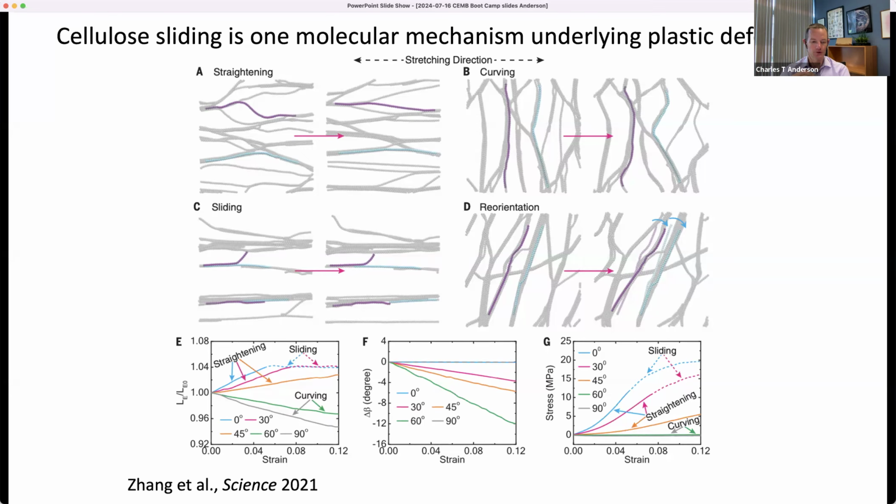So Yao Zhang, who's the former postdoc from the Cosgrove lab, who was the first author on this paper, now has his own group in China and is doing this coarse-grained modeling for all different types of cell walls and trying to understand how they work. So it's pretty exciting stuff.